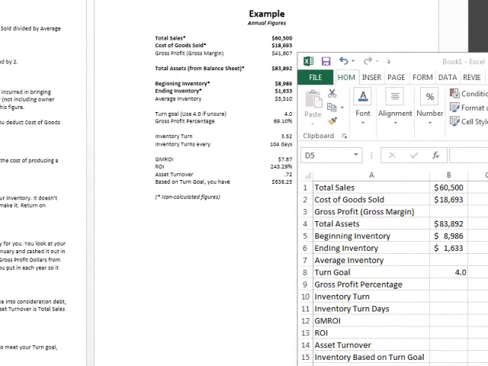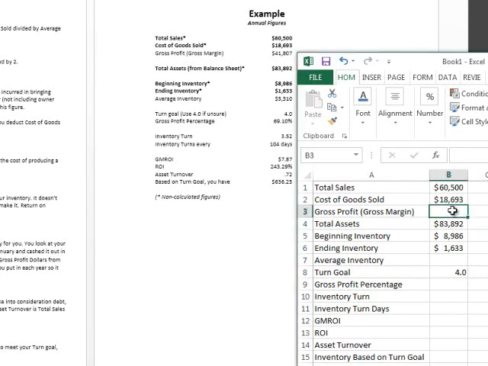So the first thing we want to do is list the items that are preset figures. These are figures that we're not going to be calculating for our purposes today: total sales, cost of goods sold, total assets, and beginning and ending inventory. We're also going to set our turn goal of 4 times. Over the term that we're working with, in this case annual figures, so a year, we want our inventory to turn 4 times, or once per season.